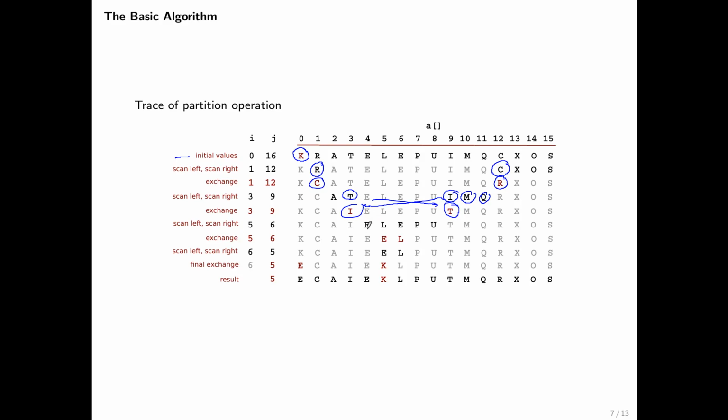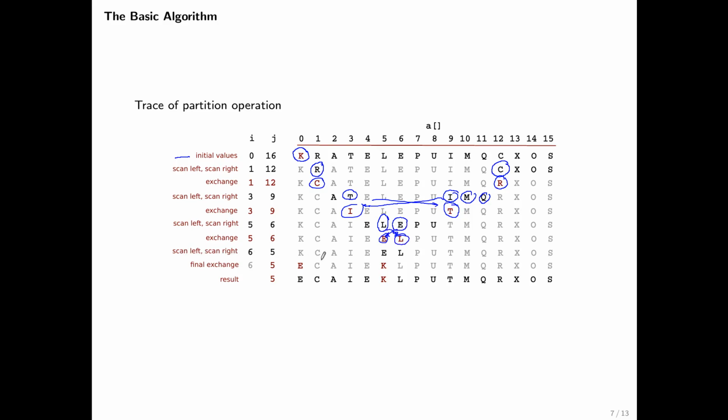We scan left, so E now is smaller than the pivot. L is larger, so we stop. Then from the right, U is larger than the pivot, P is larger, but E is smaller, so we stop. And we exchange the two. So this E comes here, this L goes there. All right.